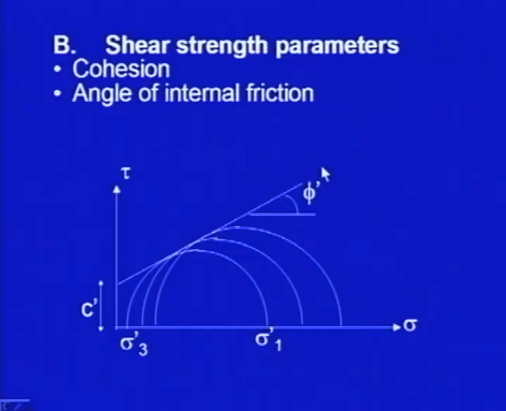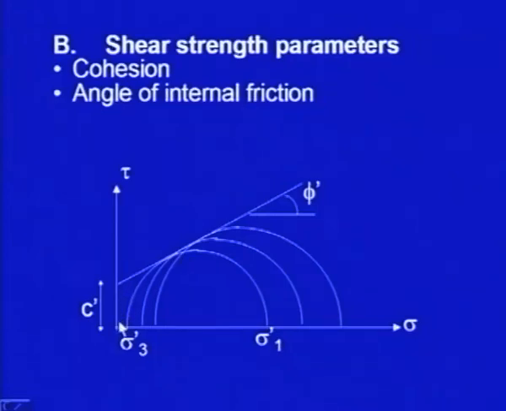Coming to the shear strength parameters, whatever stability analysis you are going to do now will be very sensitive to these parameters. These parameters are very important. There are two shear strength parameters which we use. You know them. The first is called cohesion and the second one is called angle of internal friction or angle of shearing resistance.